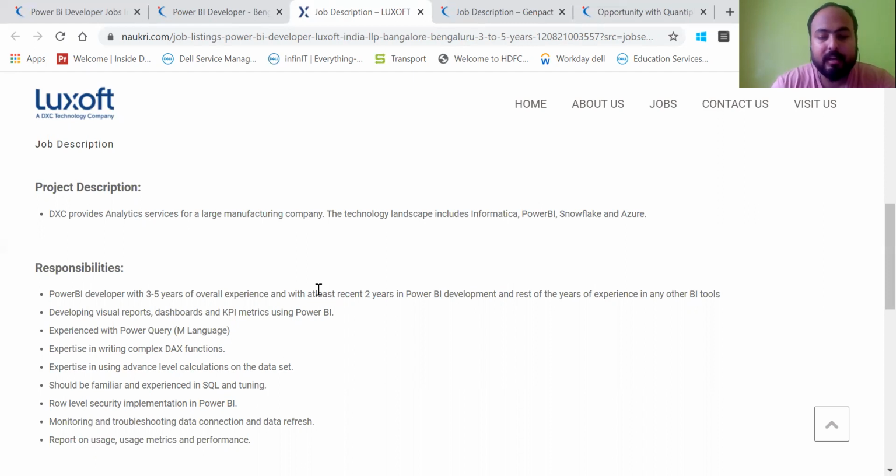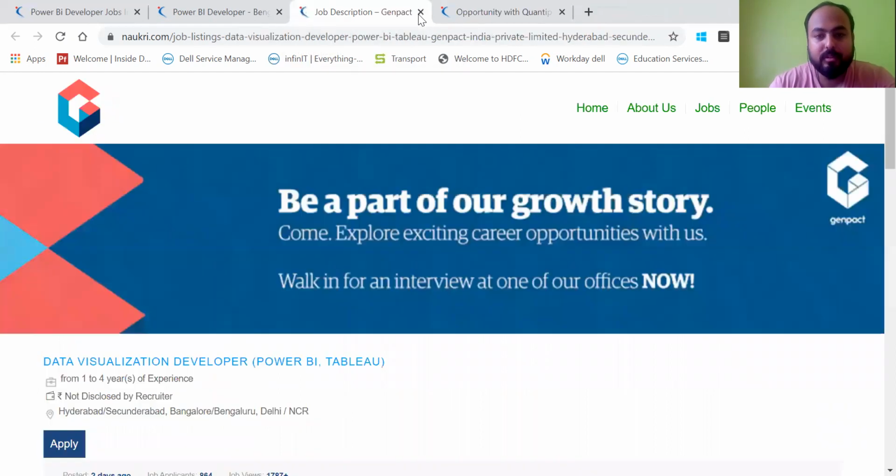So when they are asking for Power BI, SQL is a must that is coming along. Now for any job opening, even if they have not mentioned SQL, you should know SQL. That is a must.